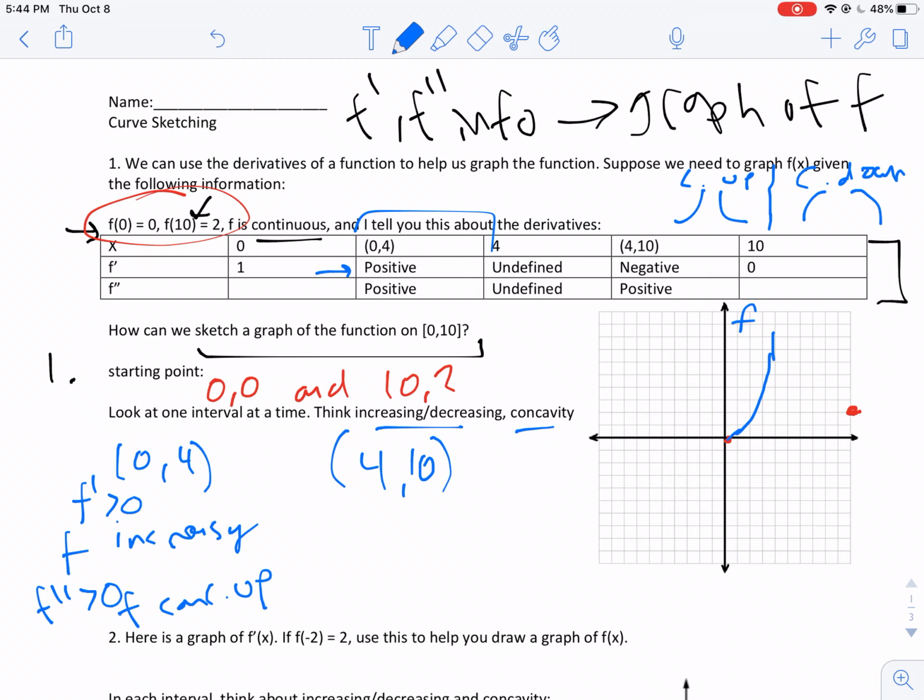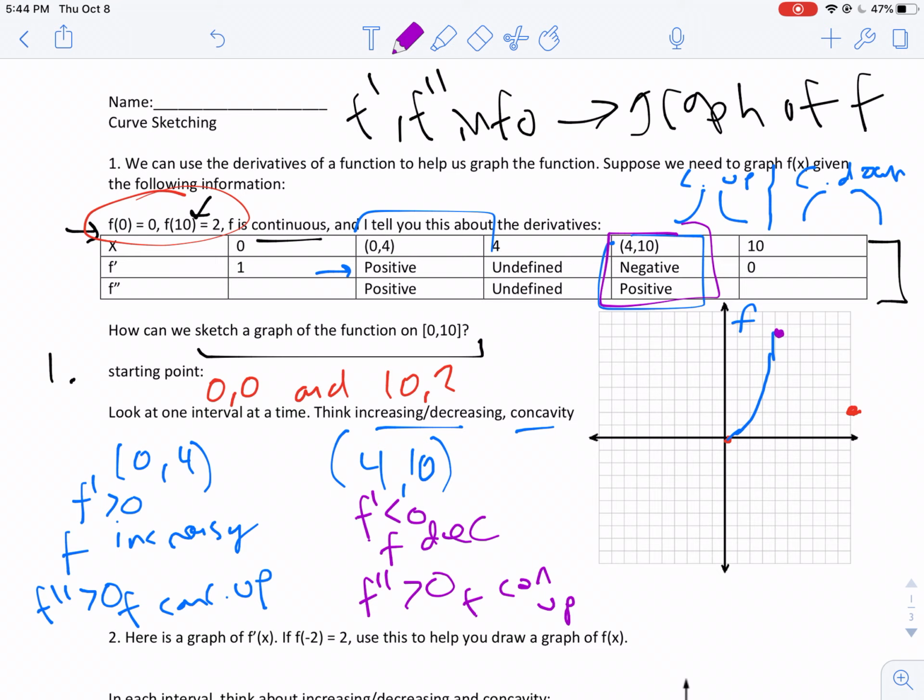Okay, now let's look at 4 to 10. Well, looking in the table from 4 to 10 here, let's switch colors actually. That tells me that my first derivative is negative, so f is decreasing. It tells me my second derivative is positive, which means f is concave up. So I'm going to be decreasing and concave up. Now, I know I'm going to get from the purple point to the red point, so decreasing and concave up, it should look something like that.